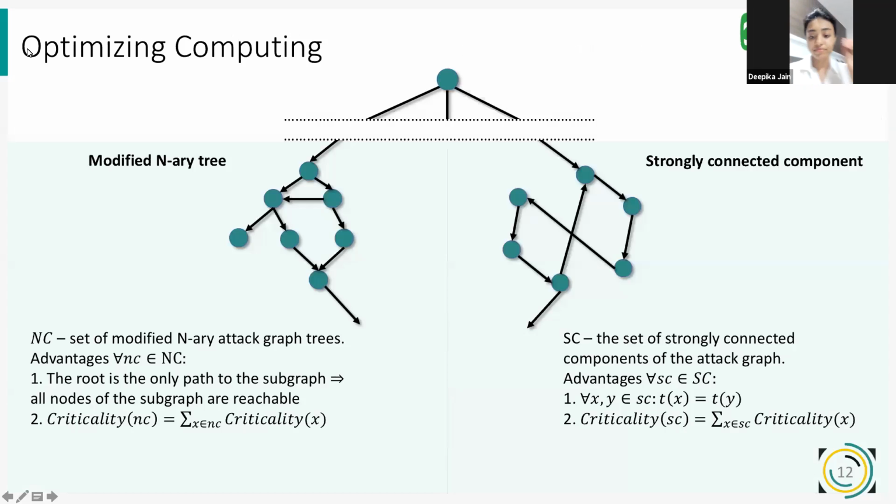Since in a naive execution, it takes a long time to build an attack graph and recalculate the downward risks of all nodes, optimization and precomputation methods.